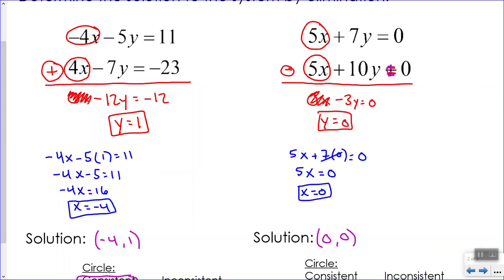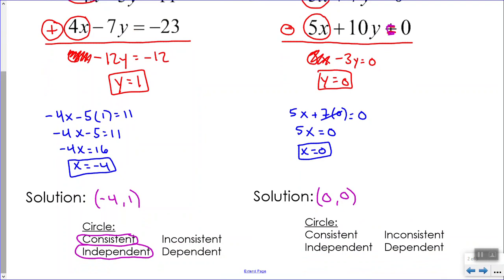Then again, I can substitute this into either equation in the place of y. We end up with 5x equals 0, regardless of which equation we actually substitute that into, which gives me my x value of 0 for a solution of 0, 0. Again, since we have a solution, this is a consistent system, and since we just have one, it is independent.